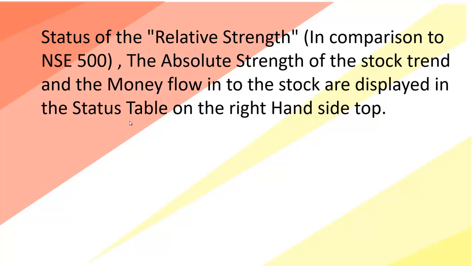The next new feature is the status of three important signals which are very helpful in the price volume action reading. The relative strength, that is in comparison to NSE 500, which is a broader market indicator, the absolute strength of the stock trend, that individual stock trend, and the money flowing into the stock are displayed in the status table on the right hand side top.